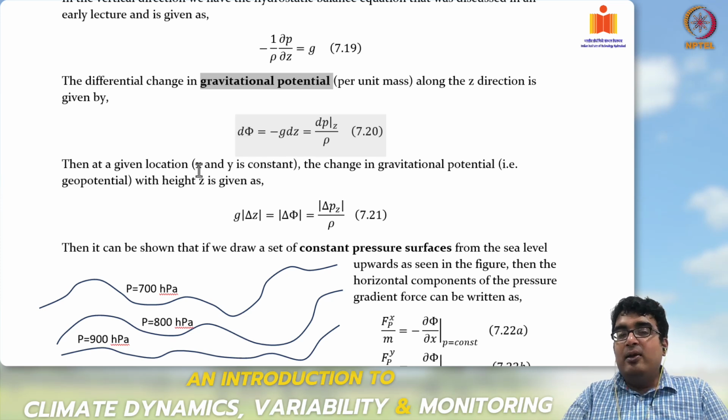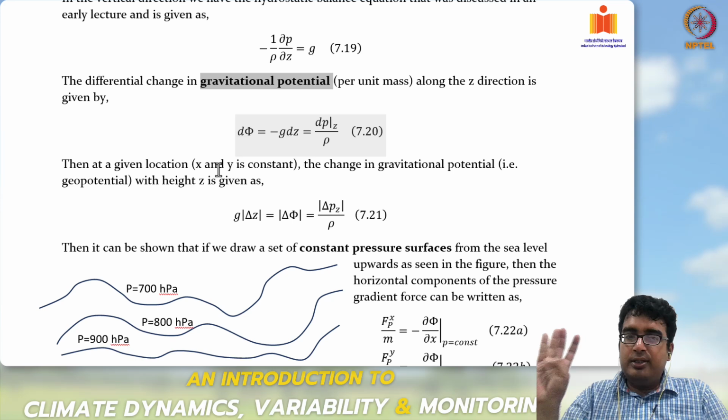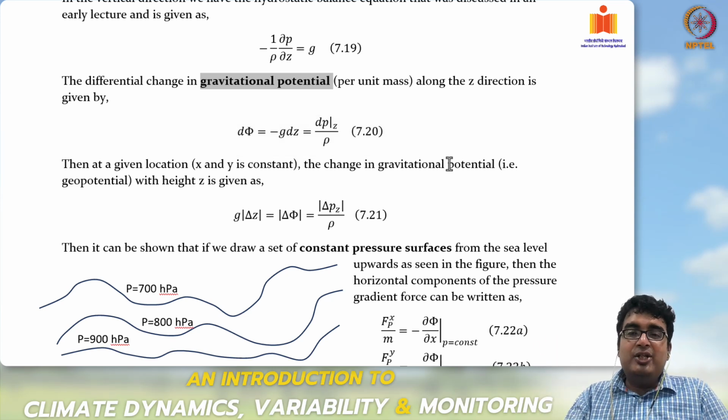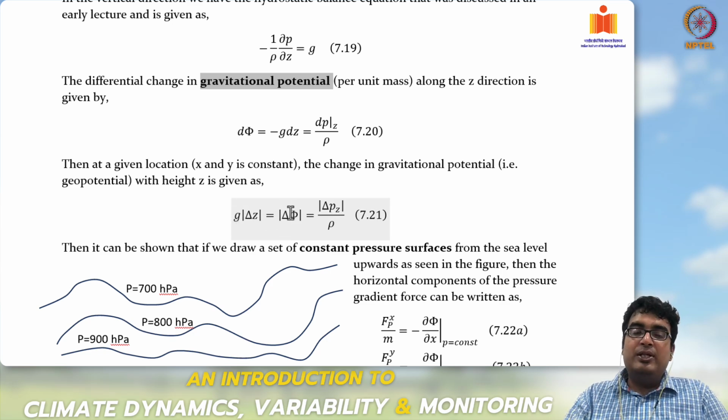Then at a given location where the x and y values are constant, the meridional position is constant, the zonal position is constant, the change in gravitational potential with height z, assuming x and y are being held constant, is given by the magnitude g del z, which is the magnitude of del phi, which is the change in the pressure in the z direction by density.